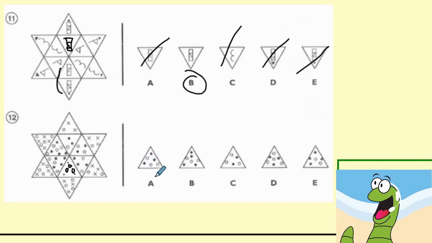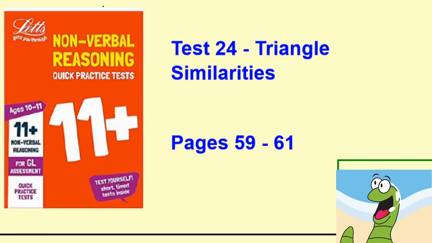Let's very quickly check. We've got 4 black dots. No, can't have that. 3 circles, but only 2 dots. No, can't be that. 4 circles. No, because we only need 3, remember. And 4 dots. No, we can't have that. Yes, it's A. Okay, I'm going to move on now to test 24, and that's going to be triangle similarities.